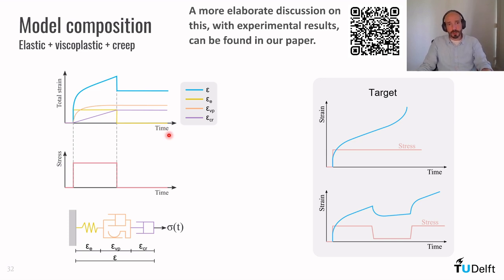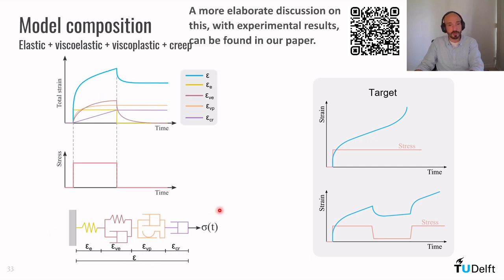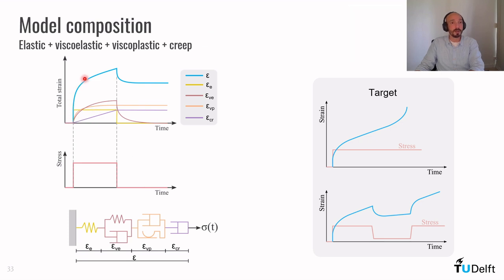It looks a little bit better in terms of recovery here, but still we are missing the reverse creep. So let's add the viscoelastic element, the Kelvin-Voigt element, back into this model. Now we have something like this. We have transient creep here, steady state creep, and most of the deformation during transient creep is captured by this viscoplastic element.